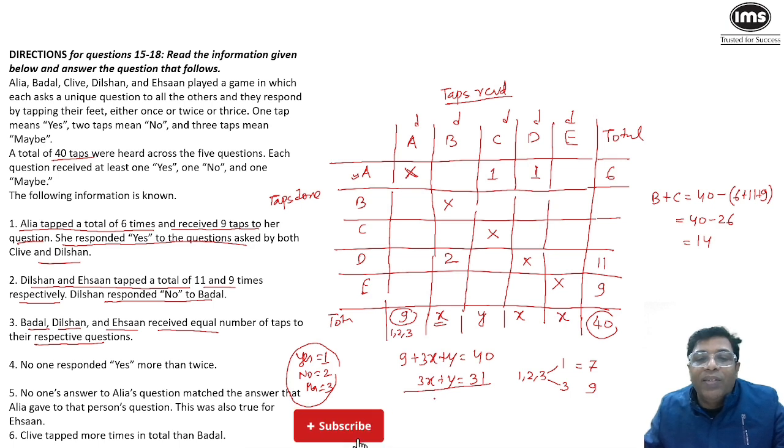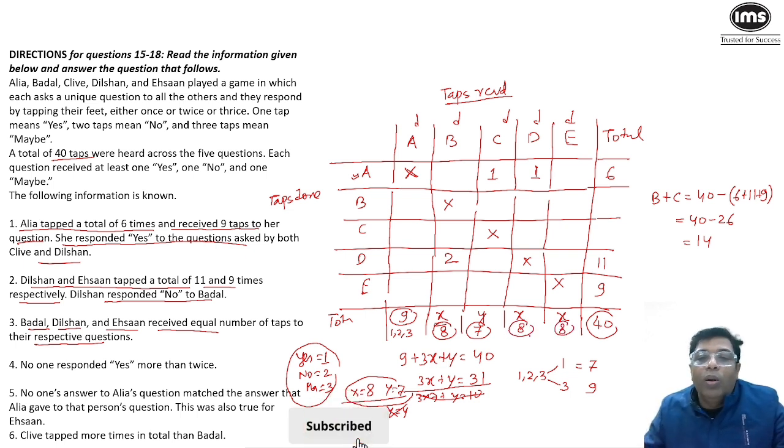If I take x to be 7, in that case y will become 10. Now y cannot be 10, because of the same logic. So this case is eliminated, so x cannot be 7. Can I take x to be 8? Yes. If you take x to be 8, then y will become 7. Feasible. If you take x to be 9, y will become 4. Not feasible. So the only feasible case for x and y is where x will become 8 and y will become 7, so this will become 8, and this will become 8. Cool. So now we know all the column-wise values.